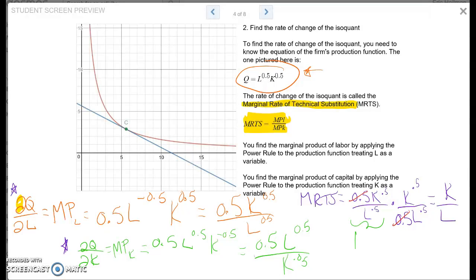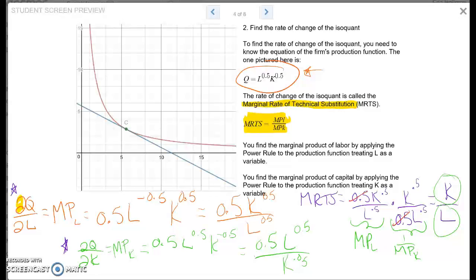This term is the marginal product of labor. Instead of doing marginal product of labor divided by marginal product of capital, to save some space, I just skip to the step where you multiply by the reciprocal. So this second term is just the marginal product of capital, but flipped. Then when you simplify, the 0.5 coefficients cancel out. You get K to the 0.5 times K to the 0.5, which is just K. And then you get L to the 0.5 times L to the 0.5, which is just L. So the marginal rate of technical substitution is just K over L in this situation.